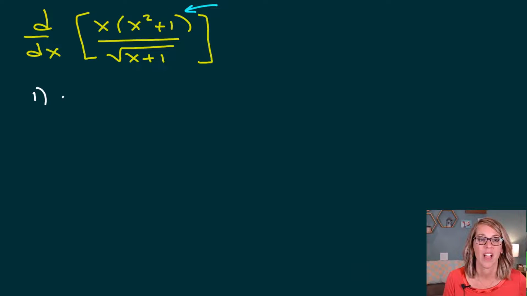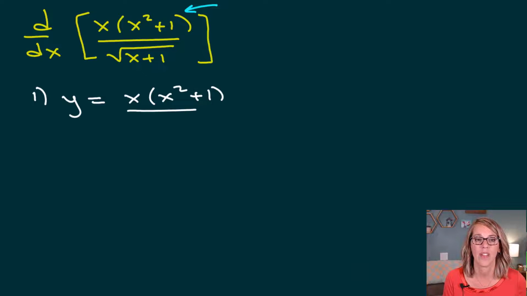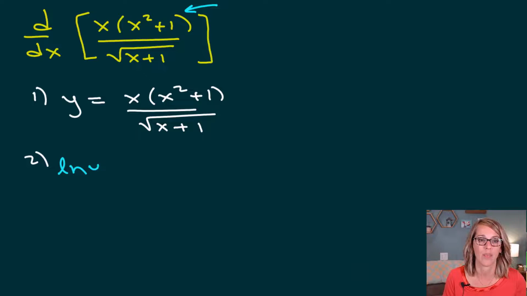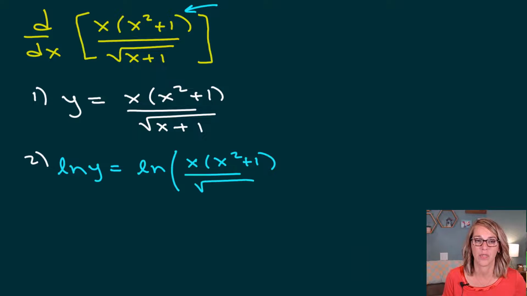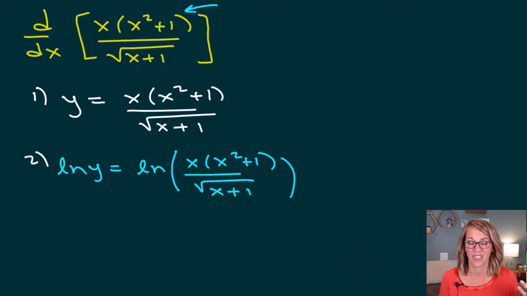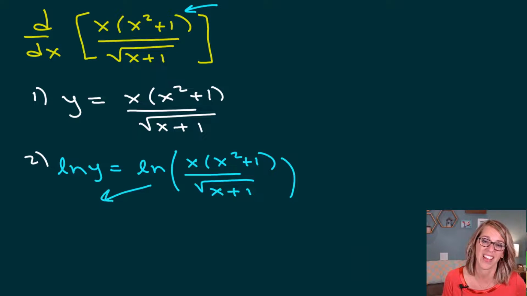So step number 1, I'm going to take that function and rename it y. So y is equal to x times parenthesis x squared plus 1 divided by the square root of x plus 1. Step number 2, apply a natural log on both sides and some properties. So I get the natural log of y is equal to the natural log of, here's where all those properties are going to come into play, x squared plus 1 divided by the square root of x plus 1. Now there's no property to apply on the left-hand side. Everything's going to happen on the right-hand side here.